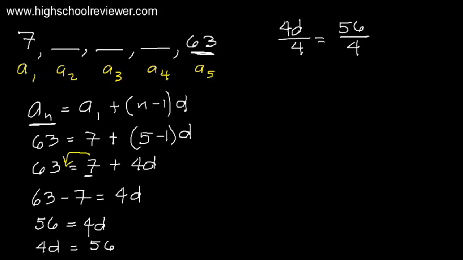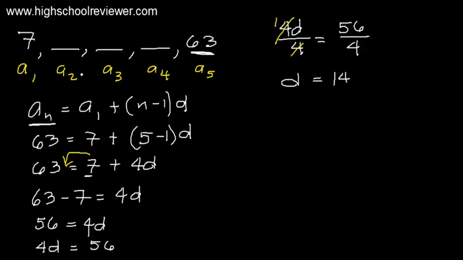So 4 divided by 4, we can cancel this out since this is equal to 1. So we have 1 multiplied by d, that is equal to d. So d is equal to 56 divided by 4. This will give us positive 14. So our d is positive 14.